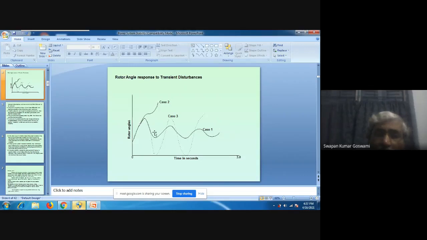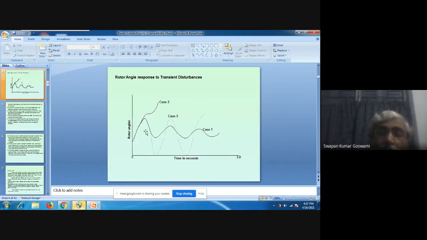This is one case, the stable condition. What happens here? Here, the rotor angle increases and then decreases. It decreases with lower amplitude, again increases with still lower amplitude, and then decreases with still lower amplitude. In this way, gradually synchronism is achieved. Here, the rotor angle is increasing continuously.